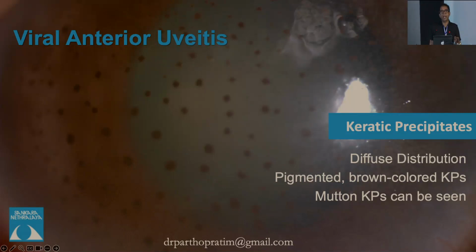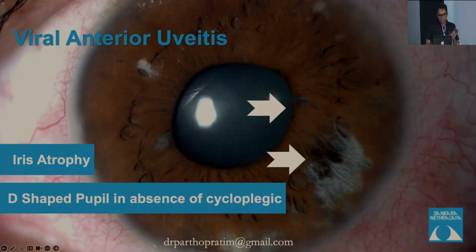Now coming to the keratic precipitates, I told you that Fuchs and viral uveitis will have a diffuse distribution of keratic precipitates. Another thing you see is pigmented keratic precipitates. This is very characteristic of viral uveitis, and sometimes they may also have mutton fat KPs. So these are the points in favor of this. And the second thing is iris atrophy. These are the two things you can notice in viral uveitis.